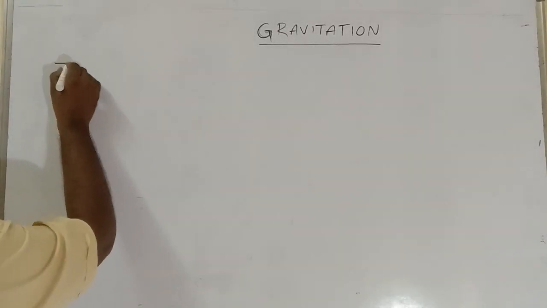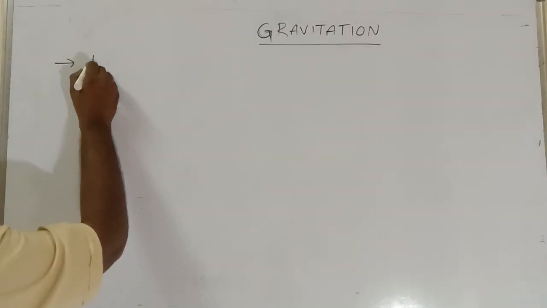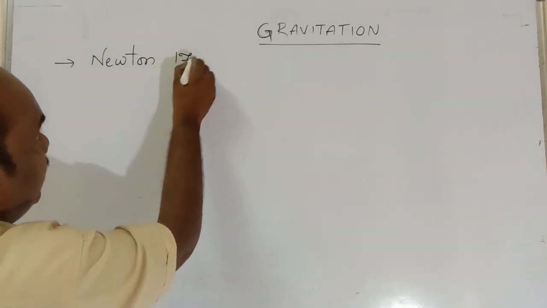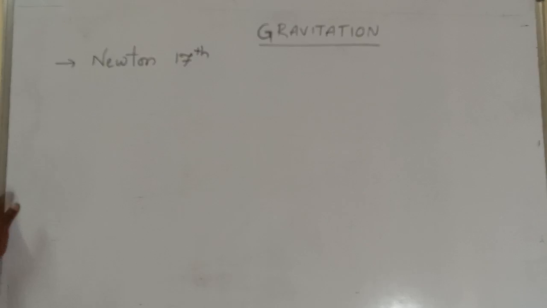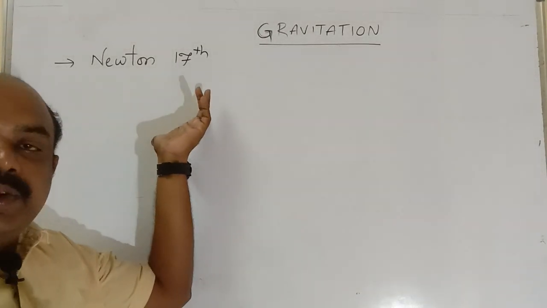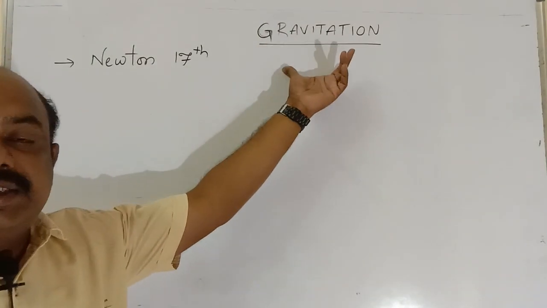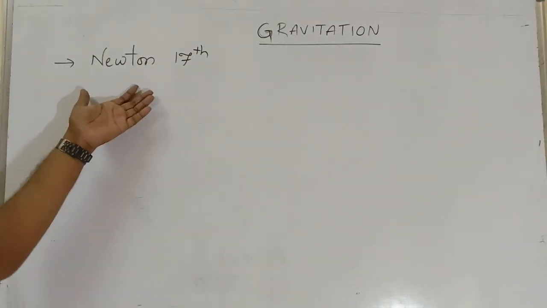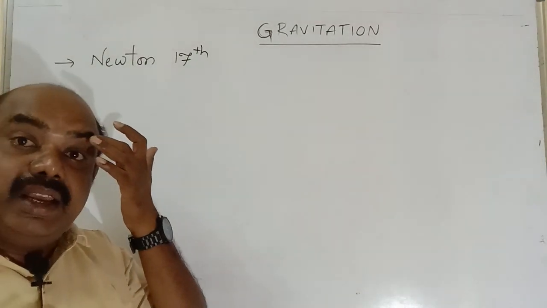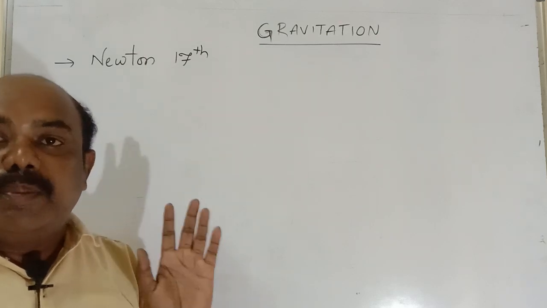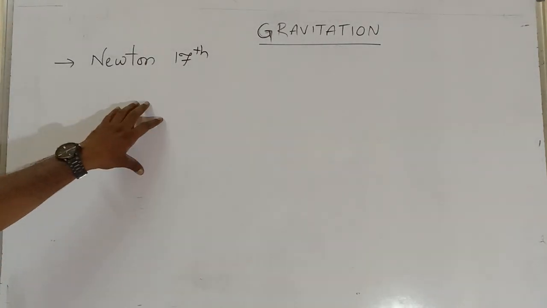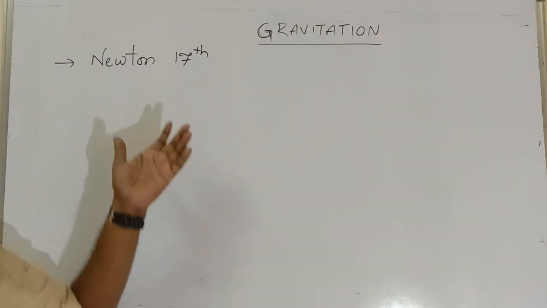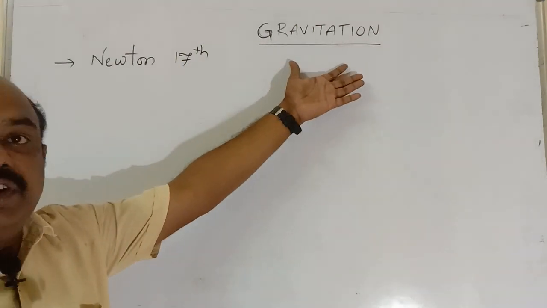See here, first of all, the concept of gravitation was introduced by Sir Isaac Newton in 17th century. You know one small story: when he was studying in Cambridge University, one year it was locked down due to plague. At that time, that Apple story you know very well. Based on the Apple story, he introduced the concept of gravitation.